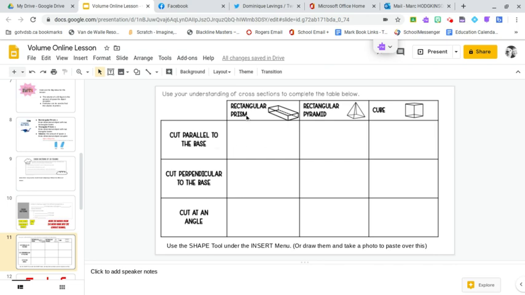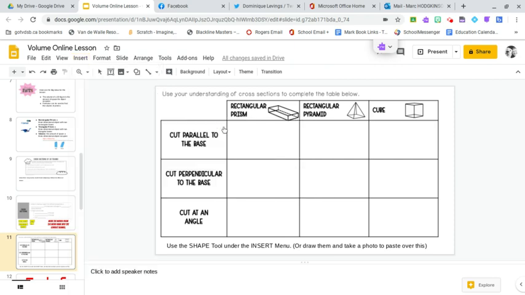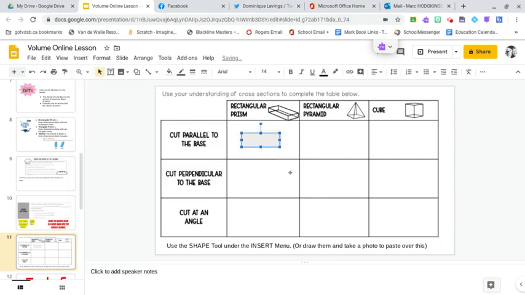But if we think about the first one, our rectangular prism, if I were to cut it parallel to the base, cutting it straight down this way would be perpendicular to the base. Parallel to the base would be as I cut it across this way. So what I'm going to end up with, the cross section is going to look like a rectangle. So what I might try and draw there is Insert, Shape. I'll grab myself a rectangle, and I think it would probably look like that if I were to cut it perpendicular.